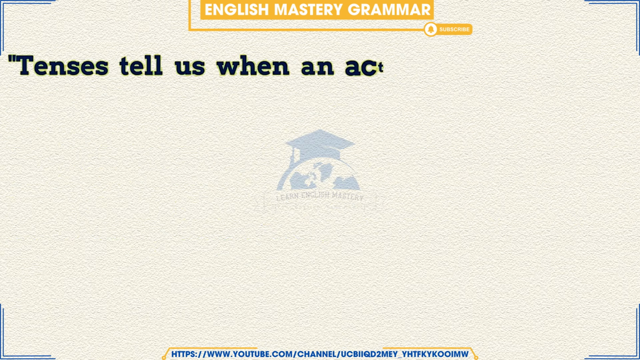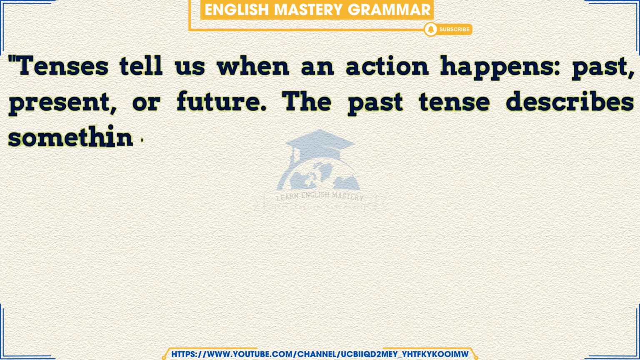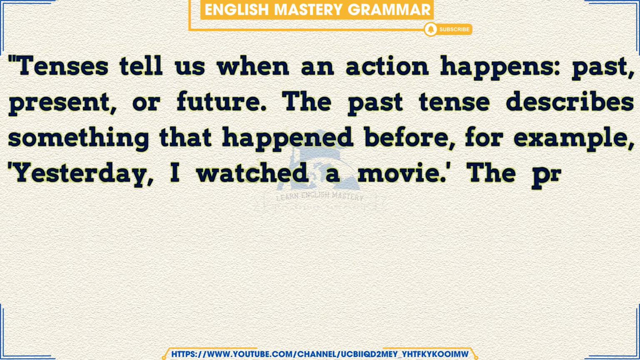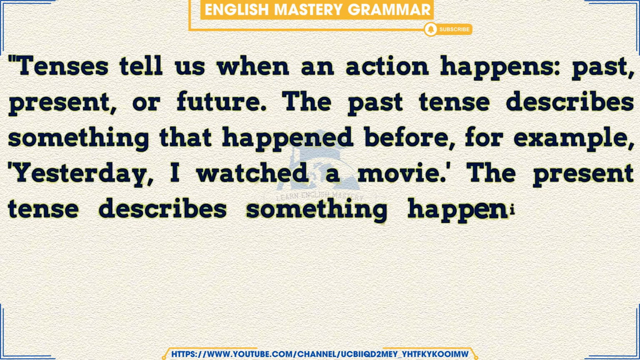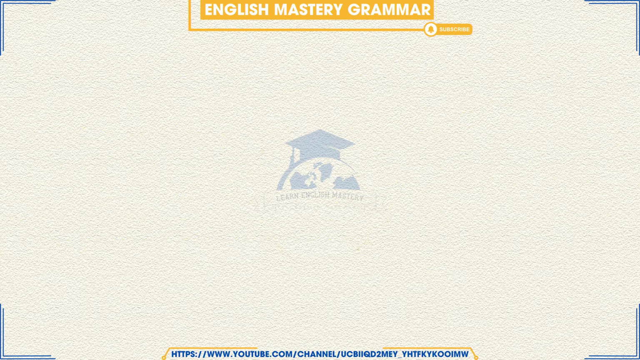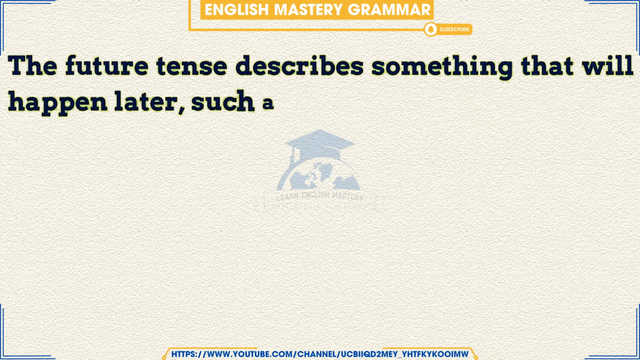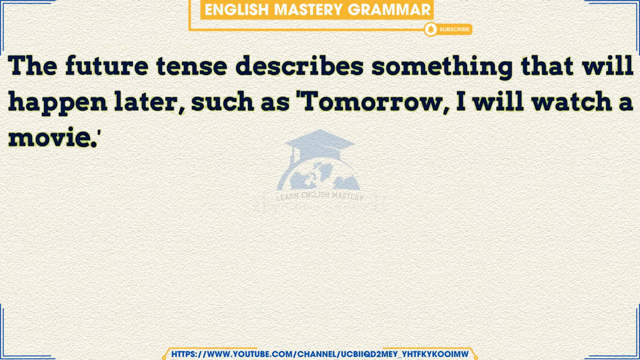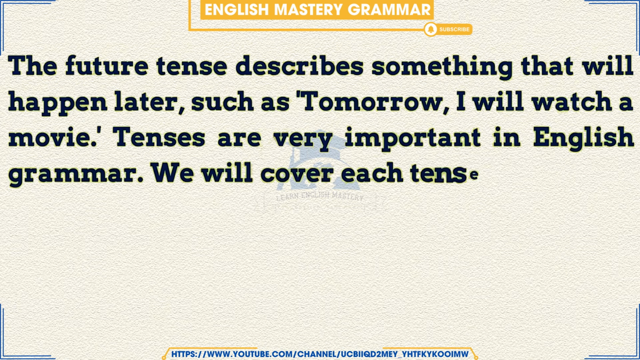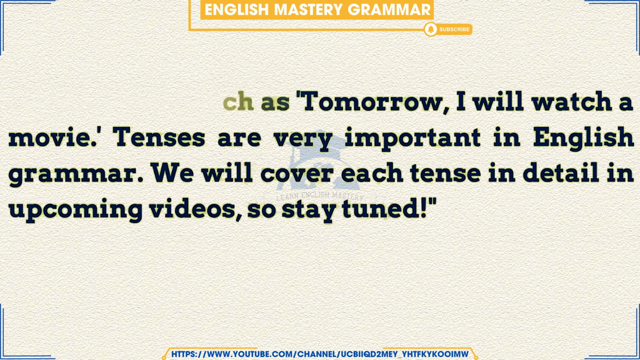Tenses tell us when an action happens, past, present, or future. The past tense describes something that happened before. For example, yesterday, I watched a movie. The present tense describes something happening now, like, I am watching a video. The future tense describes something that will happen later, such as, tomorrow, I will watch a movie. Tenses are very important in English grammar. We will cover each tense in detail in upcoming videos, so stay tuned.